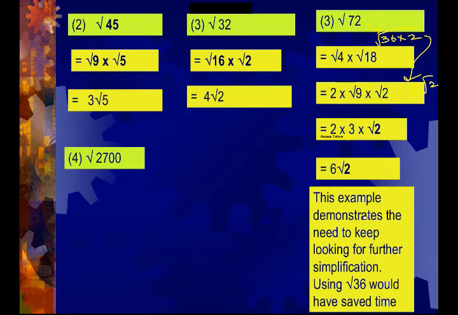This example demonstrates the need to keep looking for further simplification. Using root 36 would have saved the time. Now question number 4, square root of 2700. Do you think of any perfect square number, that too the biggest possible square number? Yes, I can write it as 900 times 3, because I know that 3 3s are 9 and square root of 900 is going to be 30.